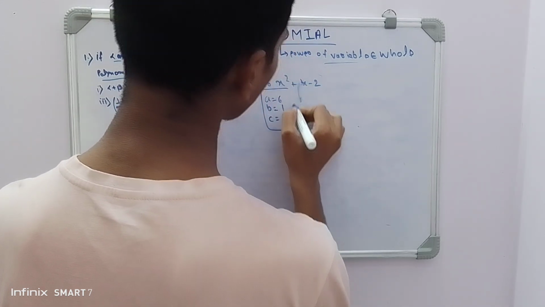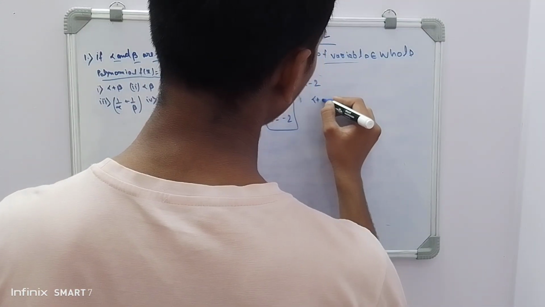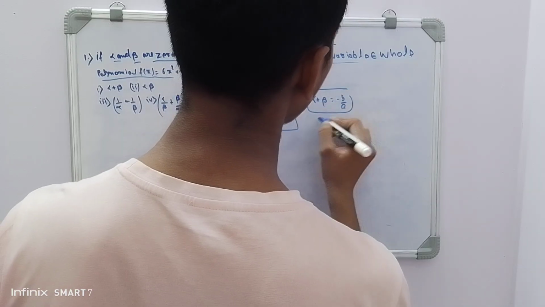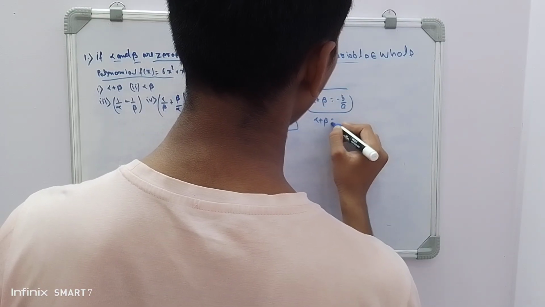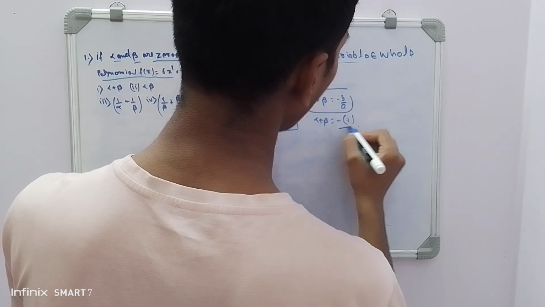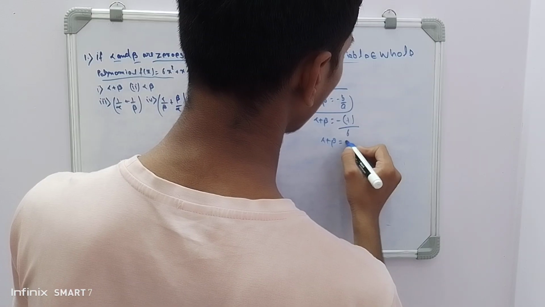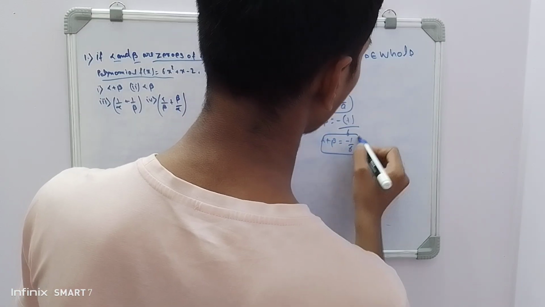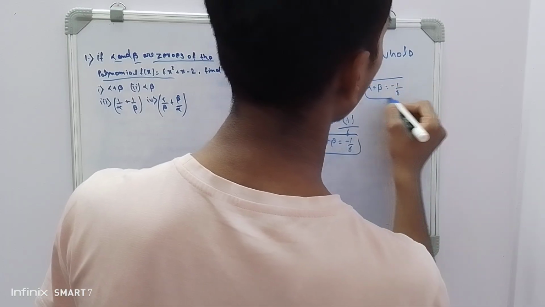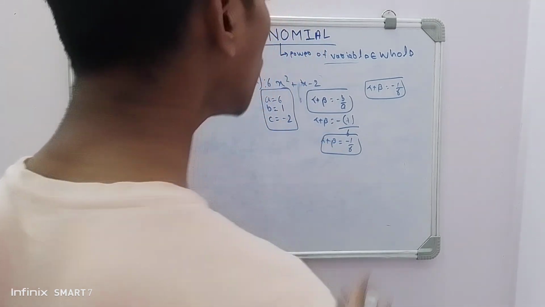When you have written this, now what do you have to find? Alpha plus beta. We know that alpha plus beta is equal to minus b by a. Here b we have 1, and a we have 6. So alpha plus beta we will get minus of 1 by 6, and this is what we get: alpha plus beta is minus 1 by 6.